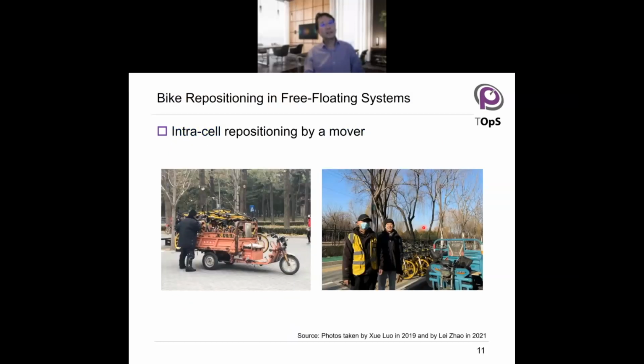And these are the pictures we took when we started this work. And actually, the one on the right was me. I just happened to be on my way to campus, and I found this guy dropping off bikes at one of these locations near my home. So I asked him to take a picture together with me. So we see this mover moves like 20 or 30 bikes at most among locations.